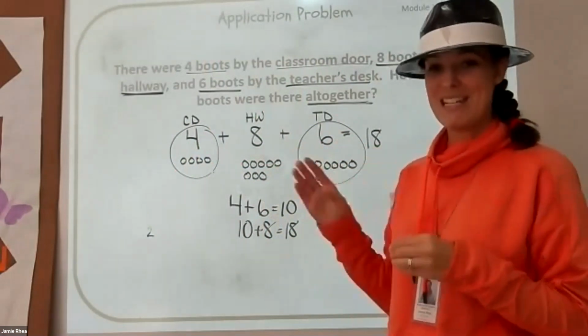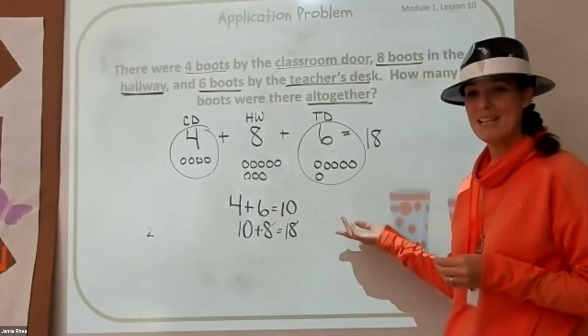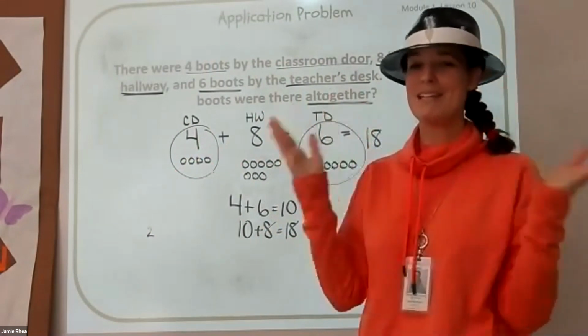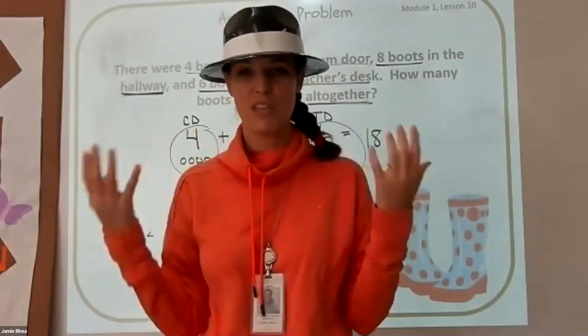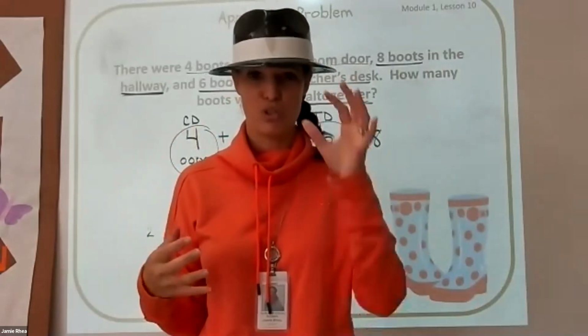We got 4 and 6 made 10. And then we said 10 plus 8 equals 18. So there are 18 all together. Good job, guys. And I really love the fact that you were thinking of all the different strategies we could use to do this.